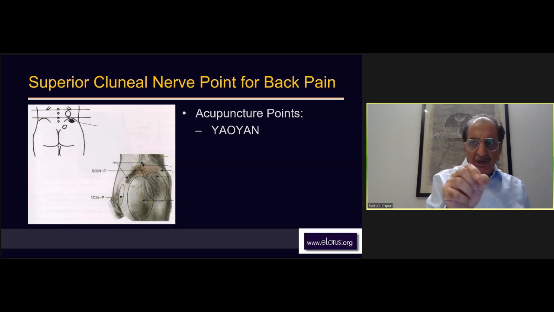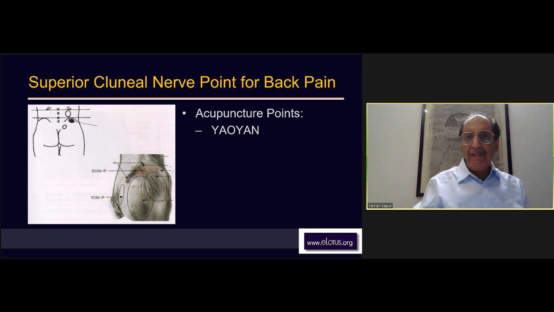I'll be showing you that also in the slides which come forward. And you can also see on the screen on your right-hand side the area of the superior cranial nerve. So you'll also be prickling locally along the pathway of the superior cranial nerve. So you will prickle at the acupuncture point. In addition, you'll also be prickling along the pathway of the nerve.